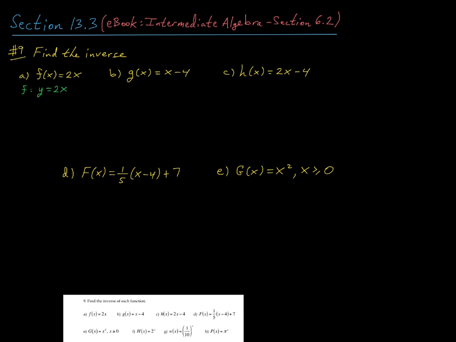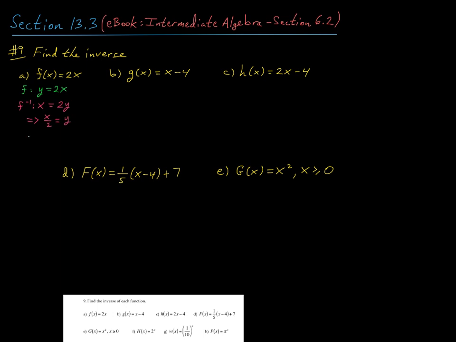So then what is the inverse going to do? Well, it's going to just swap the role of input and output. So in other words, I'm going to get that x is equal to 2y. Okay, so now let's go ahead and solve this equation for y, and I can do that by just dividing both sides by 2.